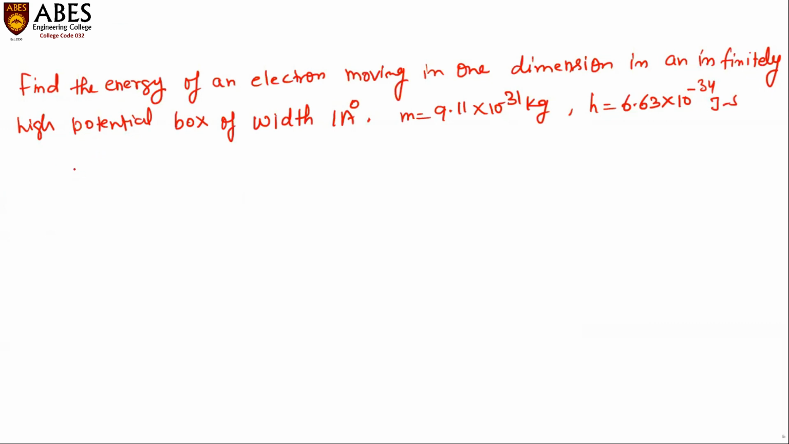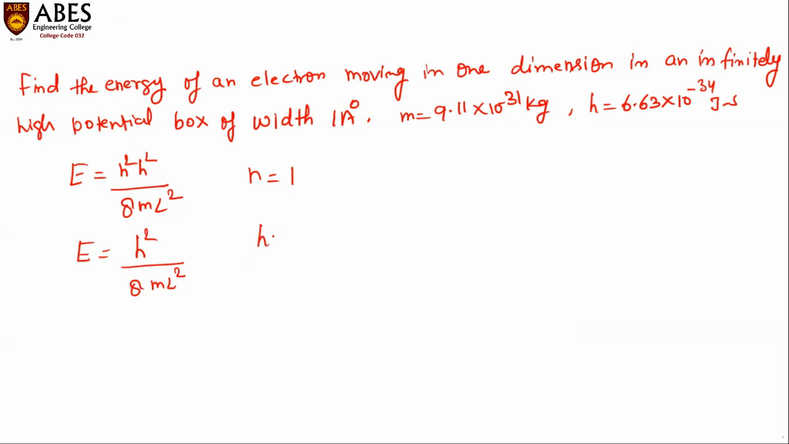We have the formula E is equal to n square h square by 8 m L square. Here we don't have the number of the state, so we consider the least energy state, n equal to 1. Then our formula can be written as E is equal to h square by 8 m L square.